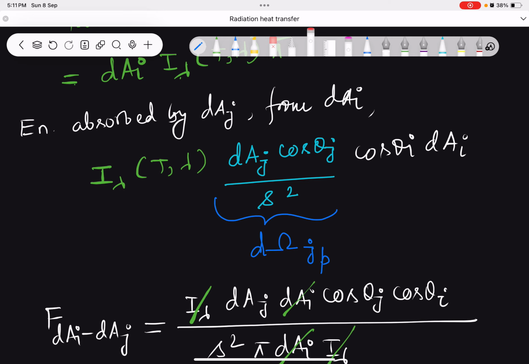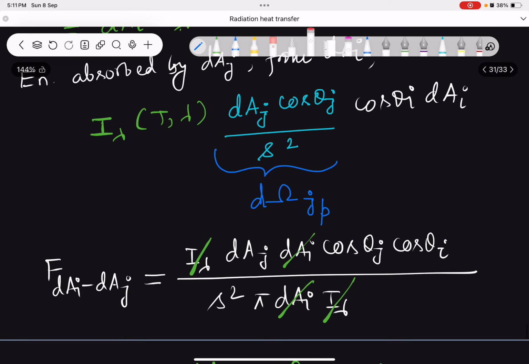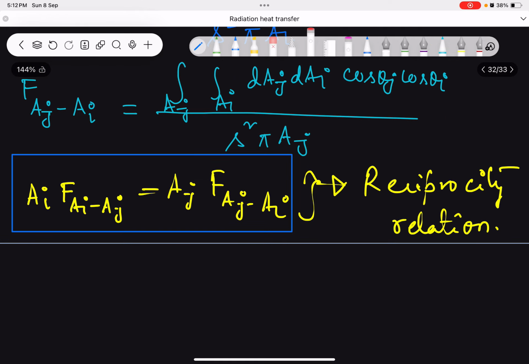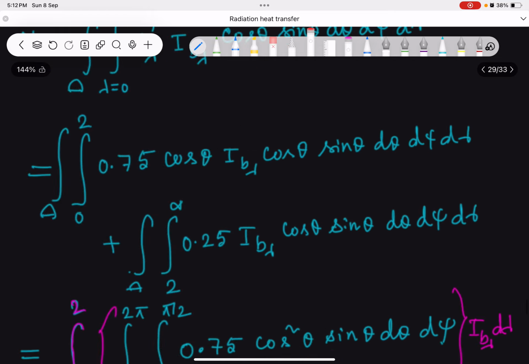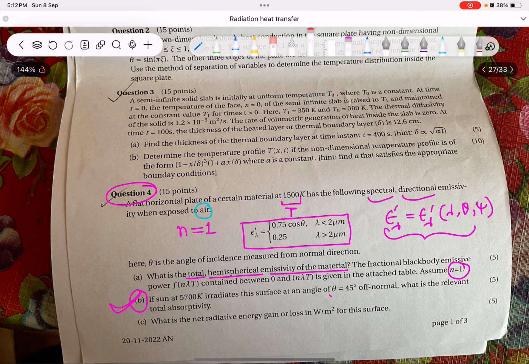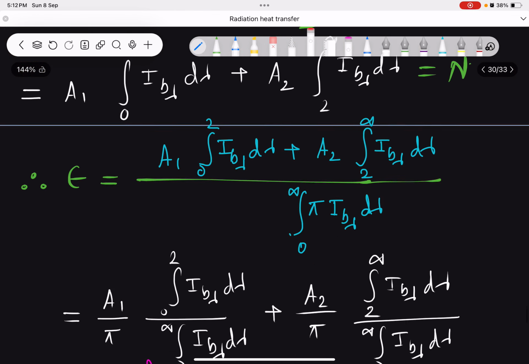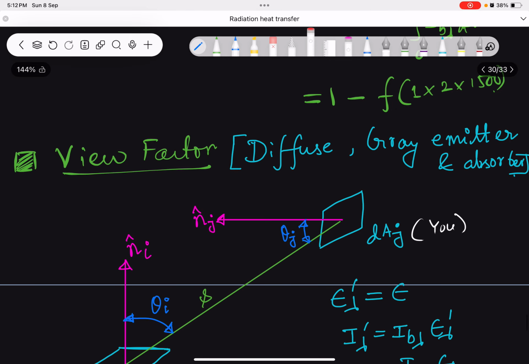I think that much is okay for now. So this was the concept of view factor. Now I don't have much time. I will solve the second problem in this question paper in the next lecture, and many more things about the view factor are remaining. I will talk about those in the next lecture. Until then, goodbye, take care, and thank you.